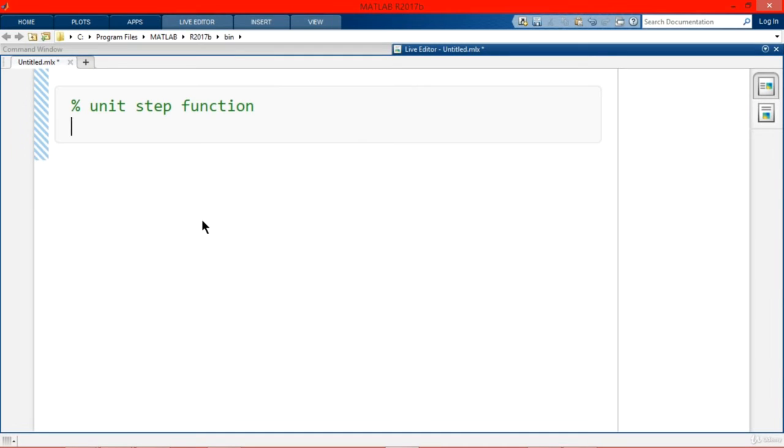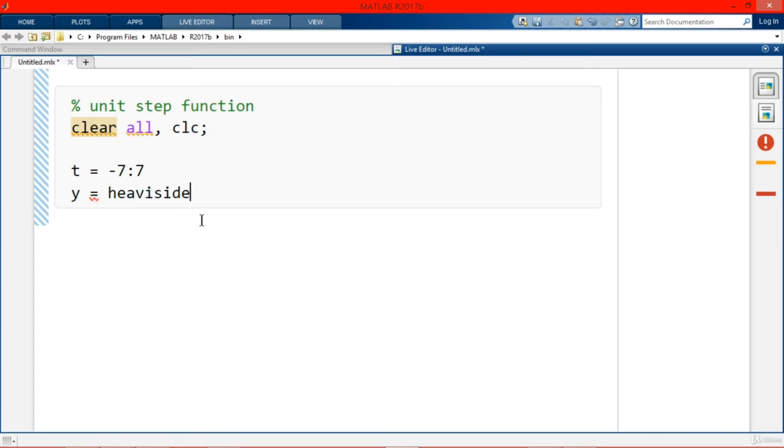Type clear all and clc to clean the window. Now define the time for which you wish your function to exist. Let's say I'm taking t equals -7 to +7. And to plot a step function, we use another function named heaviside. So let's take y equals heaviside of t, and I'm going to plot it. For that, we'll use the plot command.